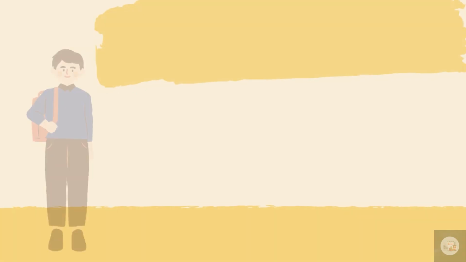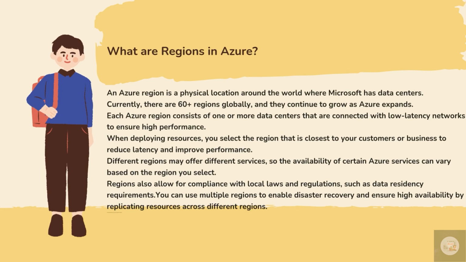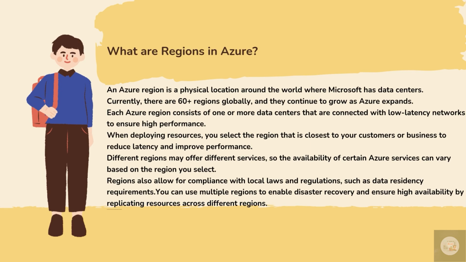What are regions in Azure? An Azure region is a physical location around the world where Microsoft has data centers. Currently, there are 60+ regions globally, and they continue to grow as Azure expands. Each Azure region consists of one or more data centers that are connected with low-latency networks to ensure high performance.